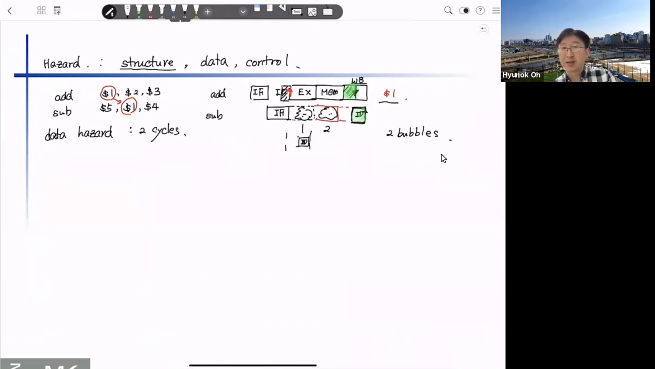So then, how can we remove or reduce these bubbles? We have to solve this data hazard, right? Because this data hazard will occur frequently due to dependency. In many cases, we are sequentially computing some values, so this data hazard is happening a lot. So how can you reduce this bubble?